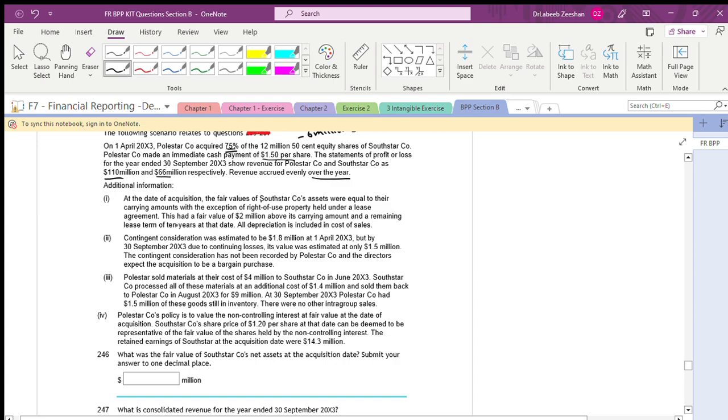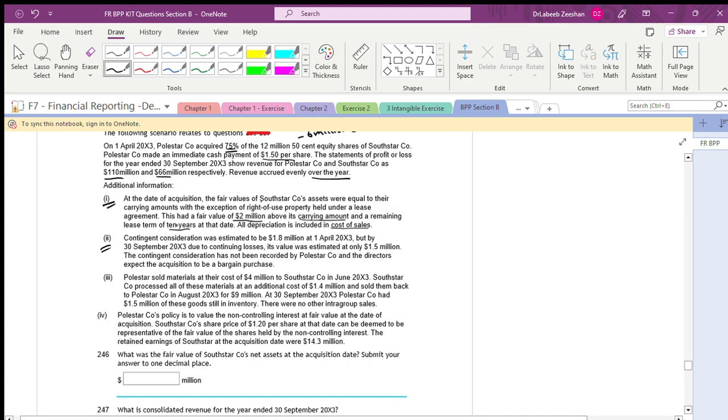At the date of acquisition, the fair values of the South Star subsidiary assets are their carrying amounts, with the exception of the right of use property under the lease agreement. How much is the fair value? 2 million above its carrying amount, and the remaining lease is 10 years. All depreciation is included in cost of sales. Most of the time, you will come across depreciation included in cost of sales.